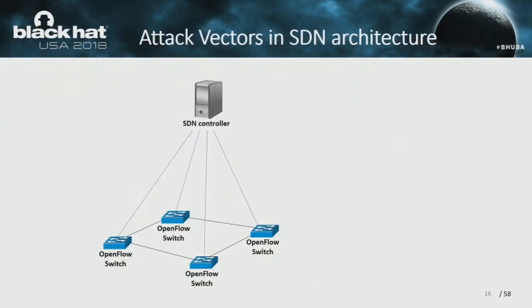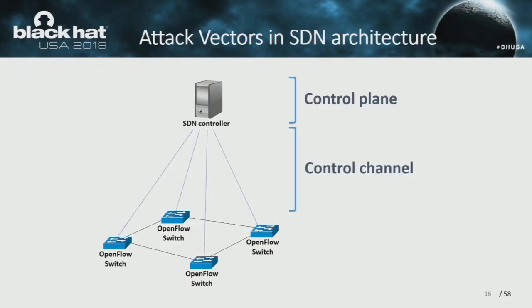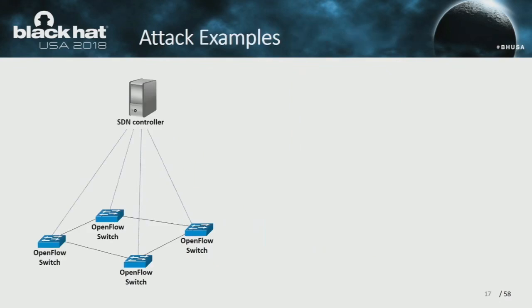So here we have a typical SDN architecture, and it can be broken down into three layers: control plane, control channel, and data plane. Each one can be an attack target as well. So let's check out which vulnerabilities exist in each layer.